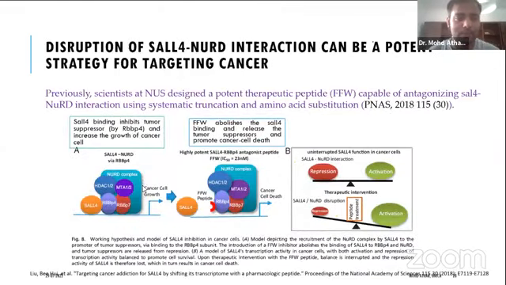So this picture will make it more clear. This is SALL4, and it is interacting with this complex. So once you inhibit this complex, there will not be any repression of this tumor suppressor gene, and then you will not be having cancer once this complex is disrupted.